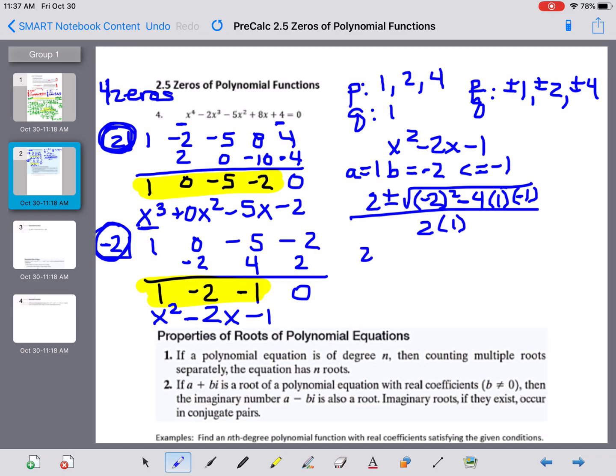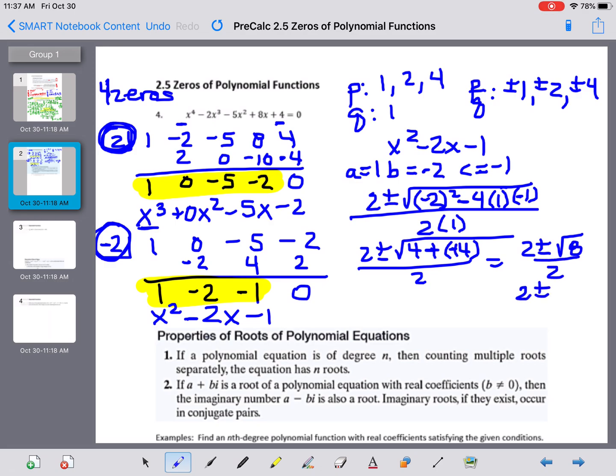So that gives me 2 plus or minus the square root of... 2 squared is 4. I always keep my minus. 4 times 1 times -1 is -4. All over 2. That gives me 2 plus or minus the square root of 8 all over 2, which is 2 plus or minus 2 square root of 2 over 2.